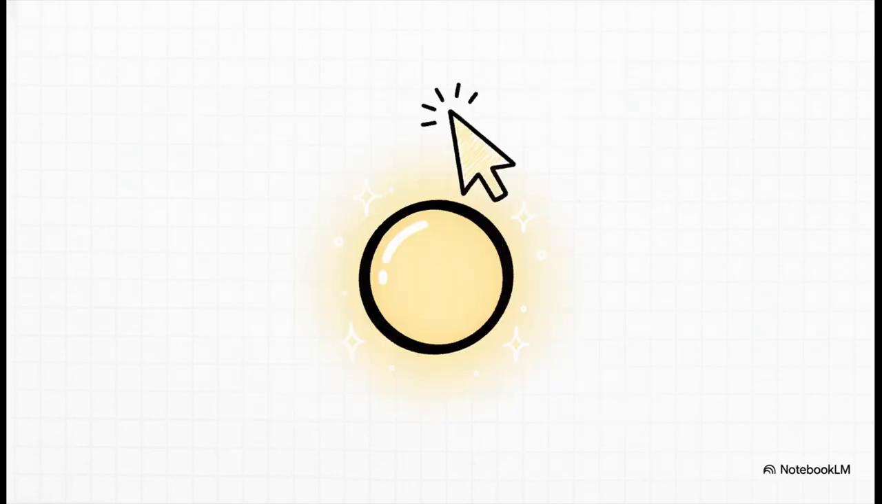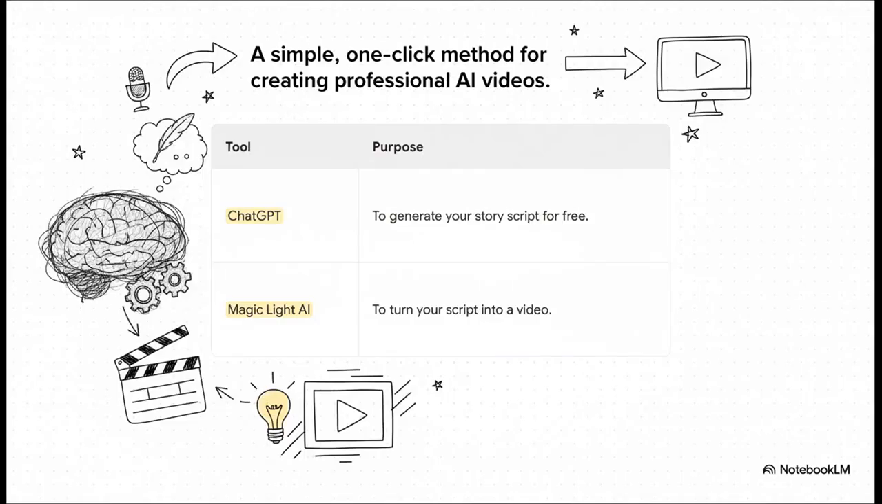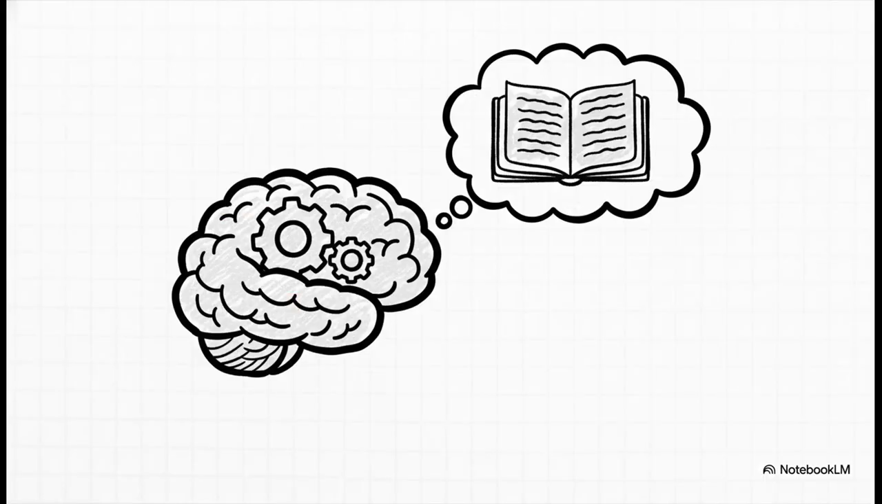But what if you could skip all that with one click? Yeah, that's what we're going to check out. We're just going to need two main tools for this: ChatGPT for the story and Magic Light AI for the video. All right, first things first, we need a story.